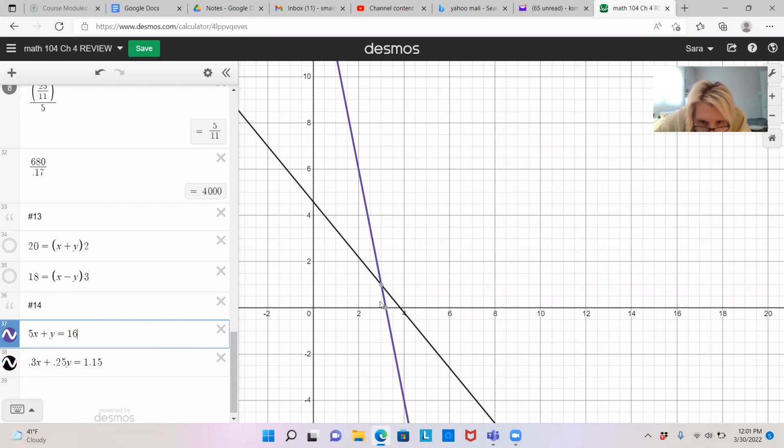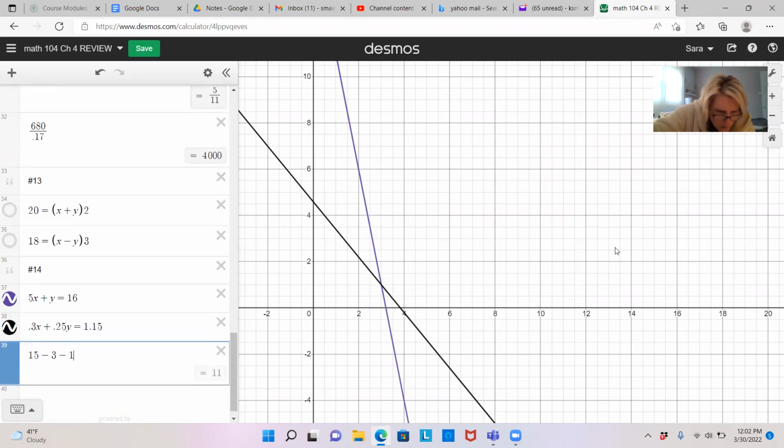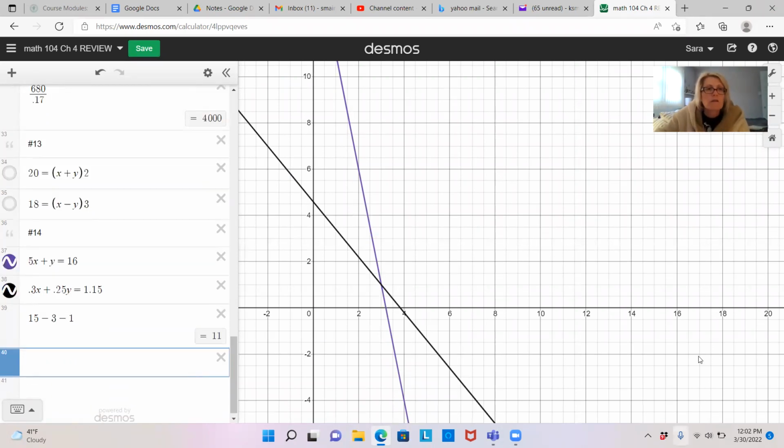And that looks like that may be better. And oh, 3 and 1. So 3 dimes and 1 quarter. So there must be 11 nickels. I'll put that right here. So 15 minus 3 minus 1 means there should be 11 nickels.